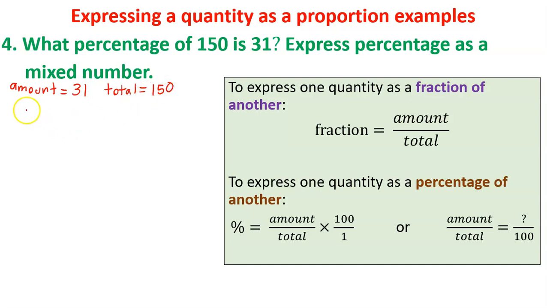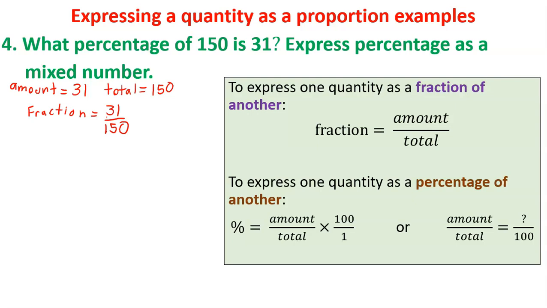So we're going to create our fraction. So we have our fraction, amount over total. So I've got 31 over 150. Now what we've been doing in our previous examples is that we have actually been simplifying it, but 31 over 150 is in its most simplified form. So there's no common factor between 31 and 150.